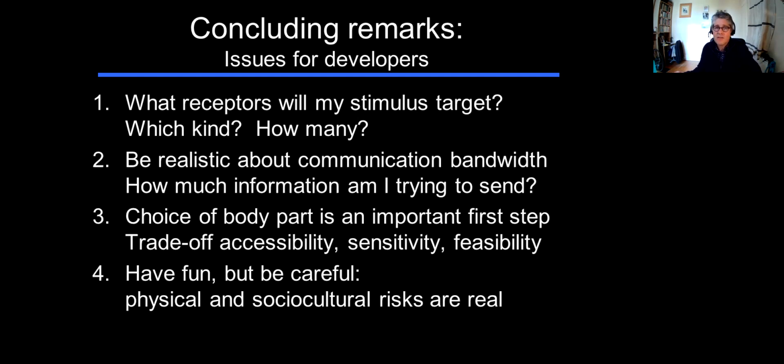Are they rapidly adapting, fast adapting? How many of those receptors are there? If you're stimulating people on the back, there aren't many receptors for your stimulus to target. If you're stimulating them on the lips, there are going to be loads. Be realistic about the communication bandwidth. How much information are you trying to send? And remember that your bit rate is going to be quite low. You can't send many tactile stimuli at the same time. You can't multiplex. You can't send parallel streams.